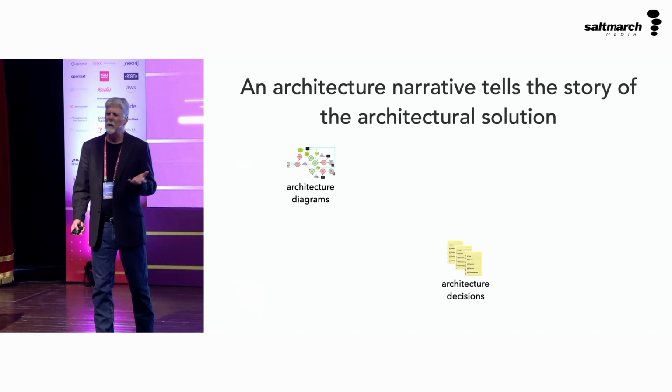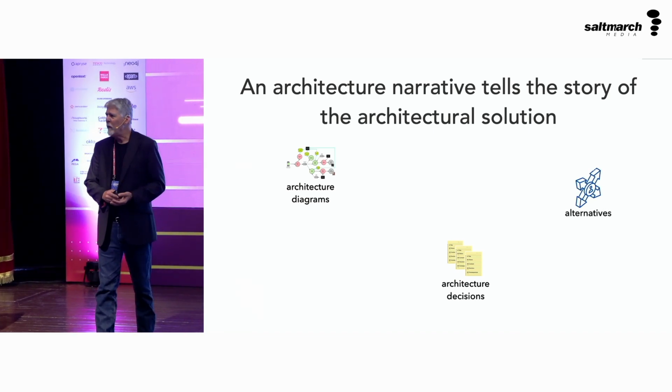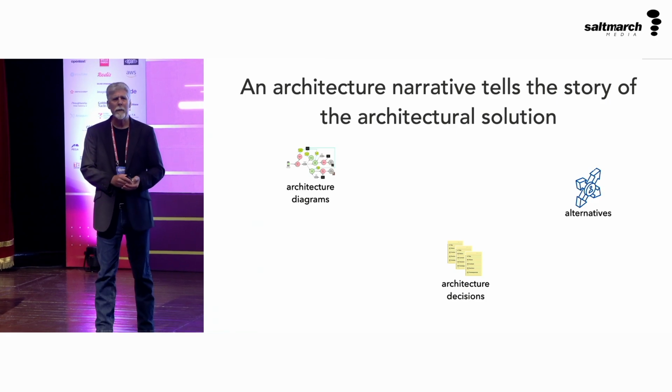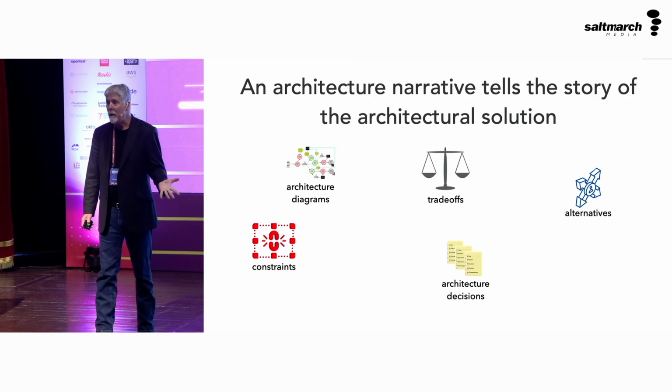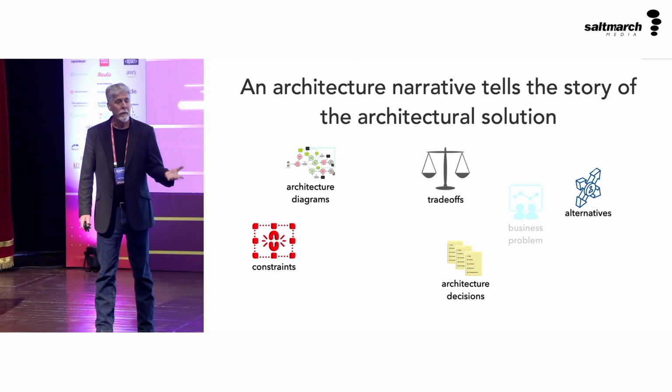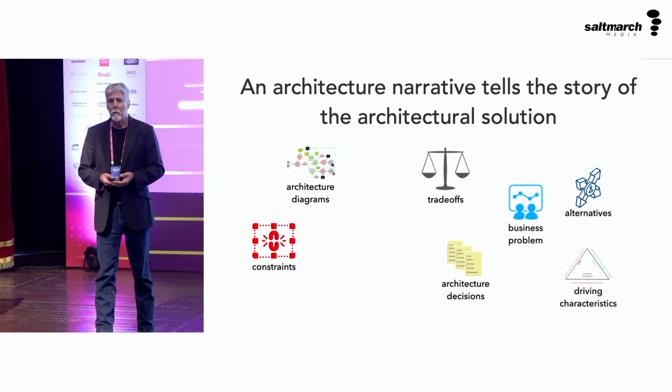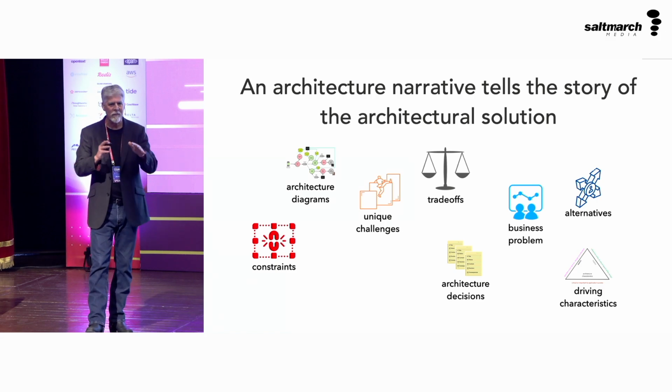Also, maybe I made a lot of architecture decisions. I should probably include those as well. I thought about a lot of alternatives. Do you know about those? No? I should probably include those in my story, as well as all the trade-off analysis I did, constraints that I was faced with, maybe some business problem context, and also, what were the driving characteristics, and finally, some unique challenges that we faced when I created this architecture solution. And these are all the ingredients.